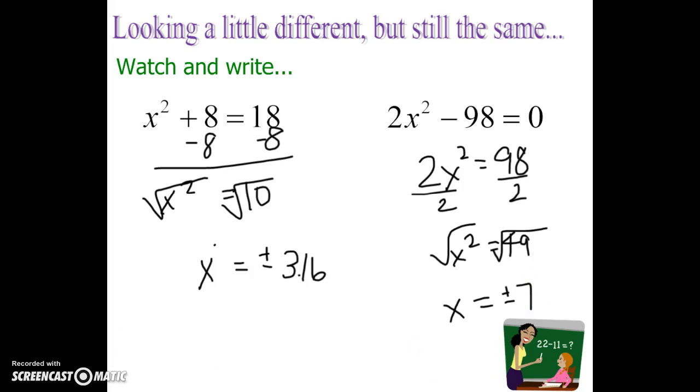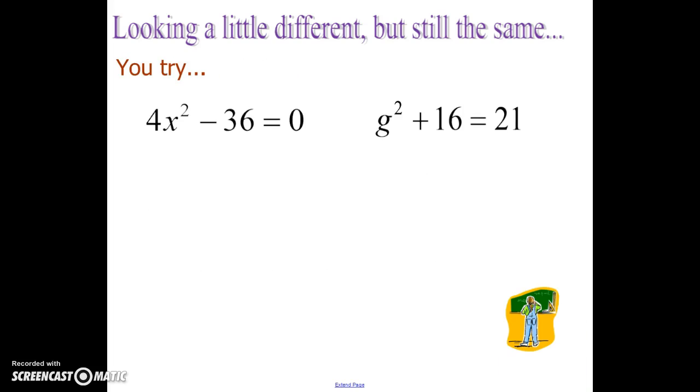So using those as examples, you will do your next two. Just remember you're trying to isolate the x squared, so think about what you need to do, or in this case g squared, what you need to do to isolate that variable.